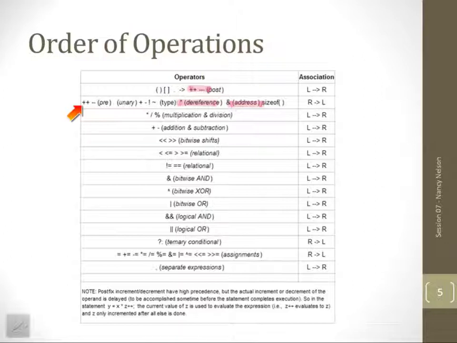That said, it's pretty important also that you note this down at the bottom, which says that the post increment and decrement are delayed. So if we have an example, and the example they give is y is assigned x times z plus plus, and it says the current value of z is used to evaluate the expression, and z is incremented after all else is done. Seems to conflict with what we saw up here, but this note is actually the way it operates.